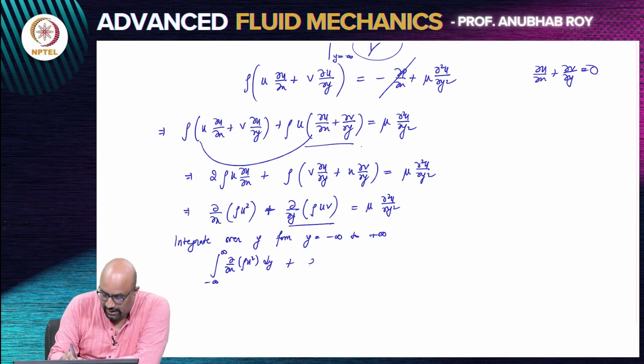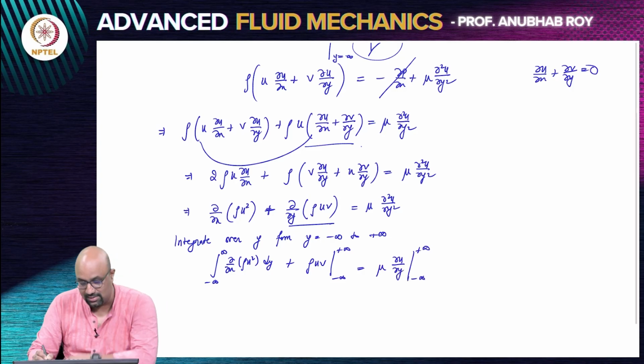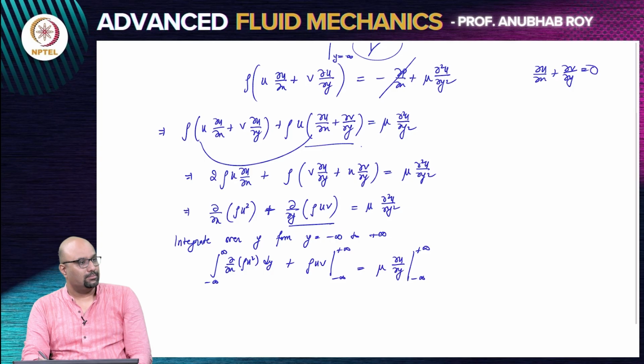This one when I integrate, I have rho uv evaluated at plus infinity and minus infinity. When I integrate the other one, I have mu du dy evaluated at plus and minus infinity. Those are derivatives in y. So, when I integrate in y, I am just going to evaluate that quantity at the two boundaries.